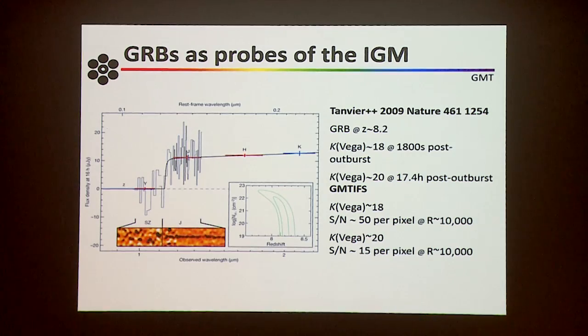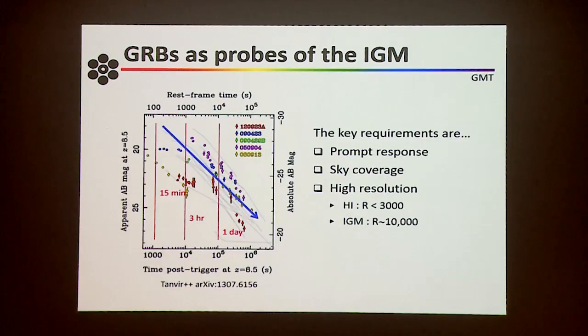Now with GMTIFS, we should be able to get signal to noise of 50 per pixel at R of 10,000 at K of 18, and signal to noise of 15 per pixel at the same resolution for K of 20. And so we can do, I hope, infinitely better than this extremely low signal to noise spectrum that you can see here, which was what was actually published in this particular case. The key requirements for doing this sort of science are, again, quite different.